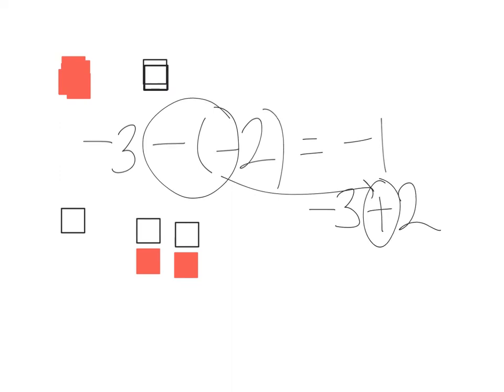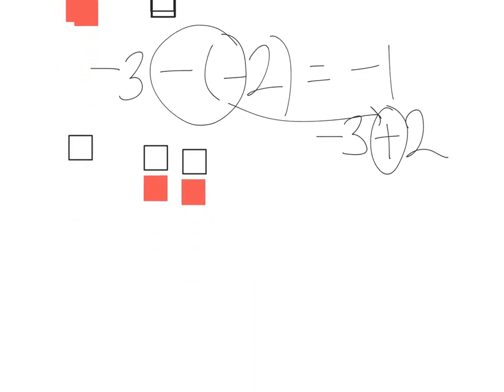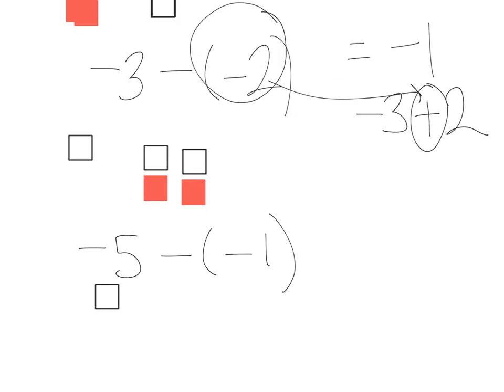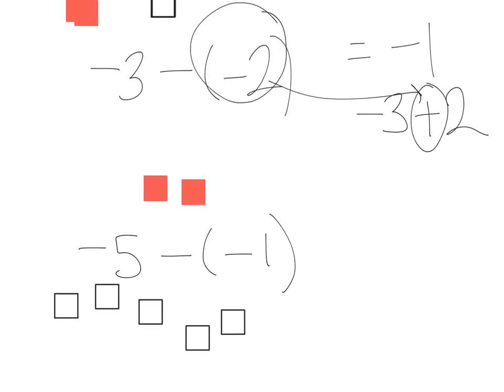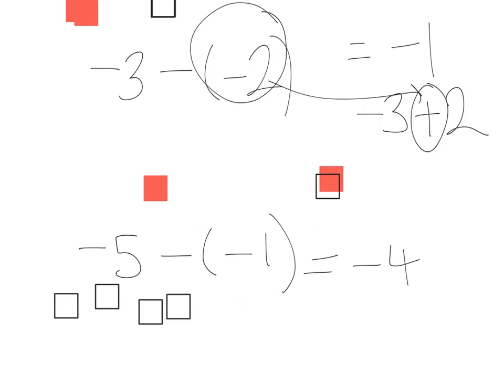Okay, let's try another one. Let's say I'm given negative 5, take away negative 1. Negative 5, 1, 2, 3, 4, 5. And I take away negative 1, so that's negative 4. And I could have likewise done that by having a positive 1 and making a 0 pair, so those would have gone. So that, again, is the same as adding. I'm getting bigger, it's getting less negative.